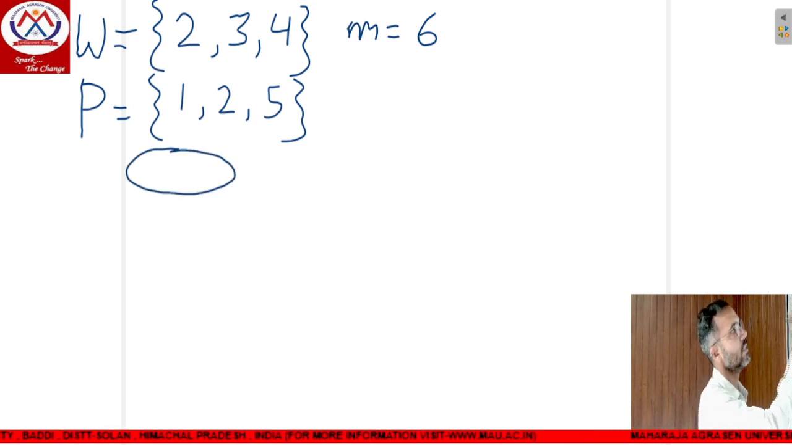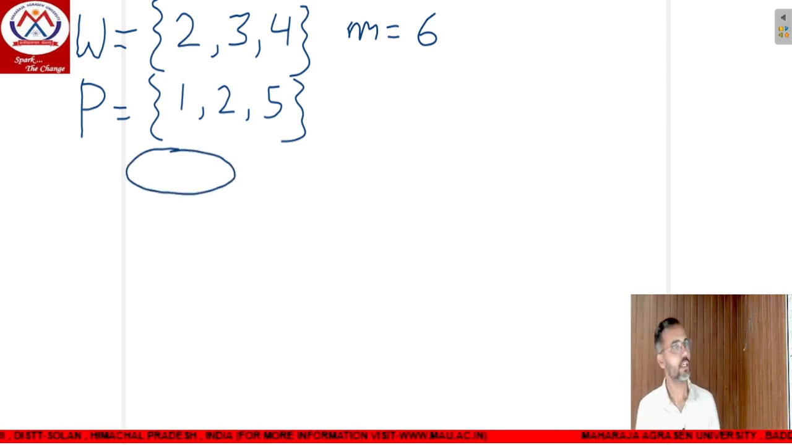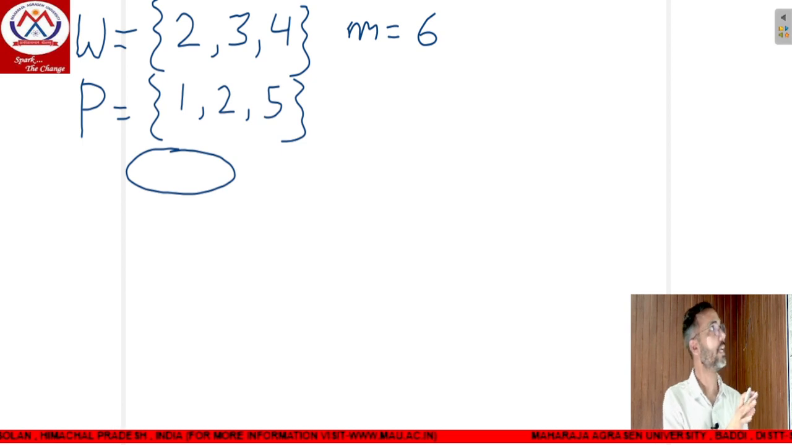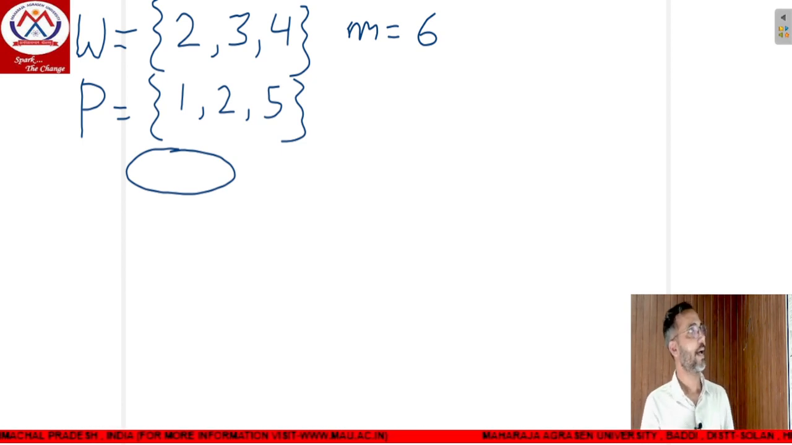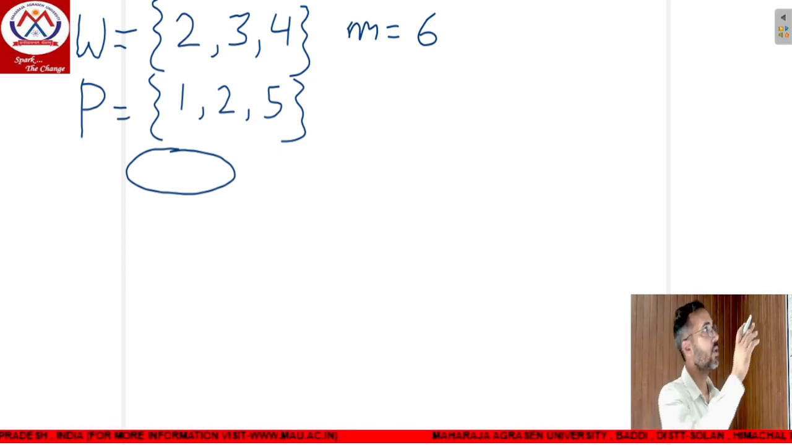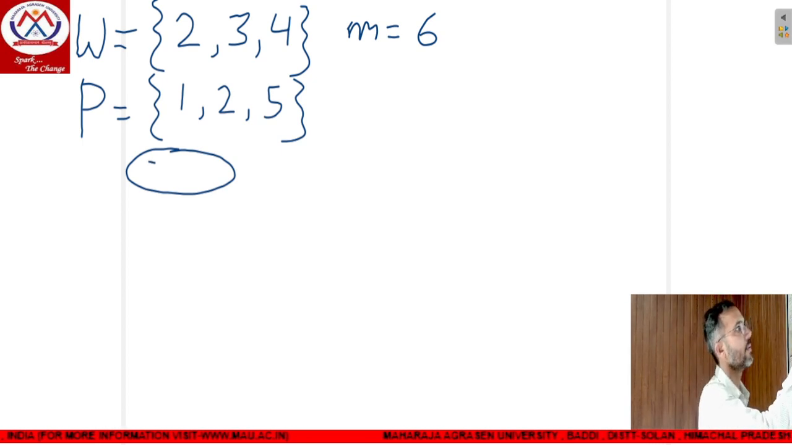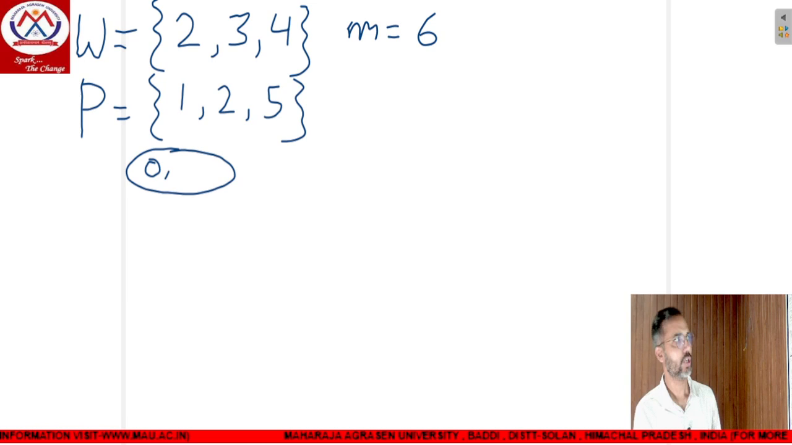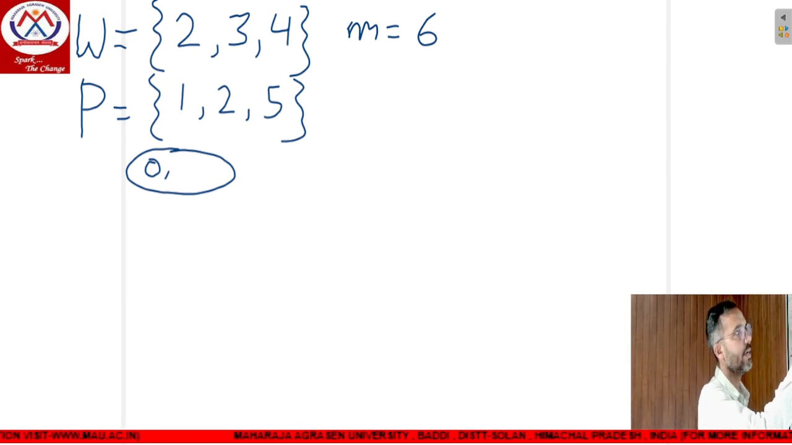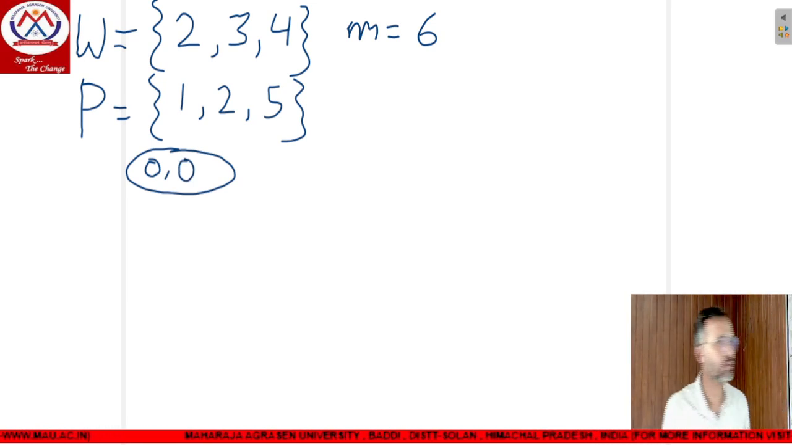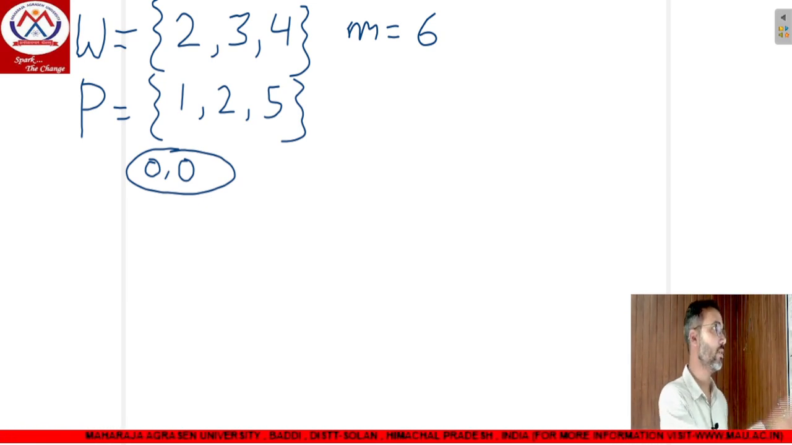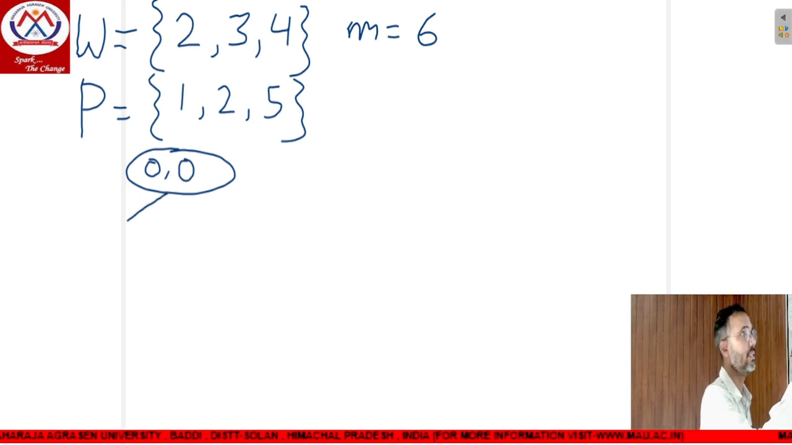This is the state space tree. Firstly, we have not selected any of the weights. In that case, the weight of that node is 0 and the profit is 0, because without selecting any weight, the profit will be 0. Now make the selection according to that.